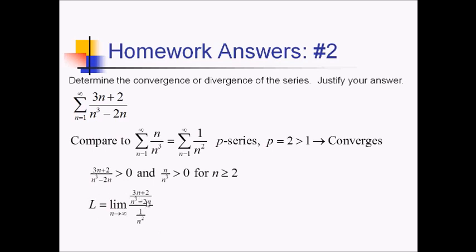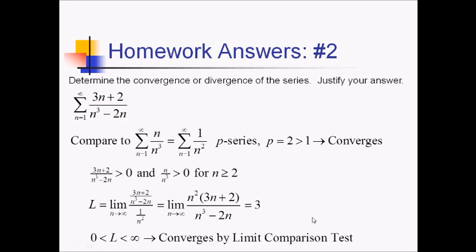So now same change flip, we've got n squared times 3n plus 2 in the numerator, and n cubed minus 2n in the denominator. If we distribute this, this is going to be 3n cubed, and I don't really care about the rest because my limit's going to infinity here. So we have 3n cubed over n cubed, ignoring those lesser terms as n goes to infinity. We just end up with 3 for this limit. Since this is a finite positive number, since my L here is between 0 and infinity, and since my comparison series converged, that means my original is going to converge by the limit comparison test.